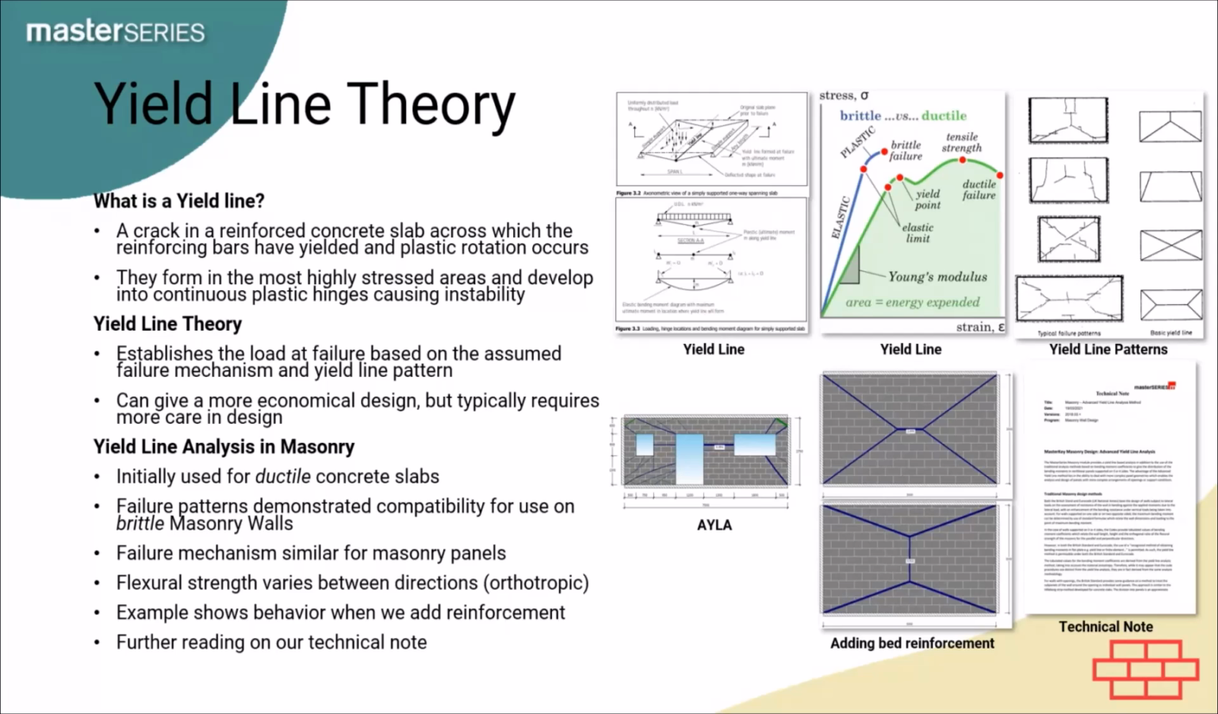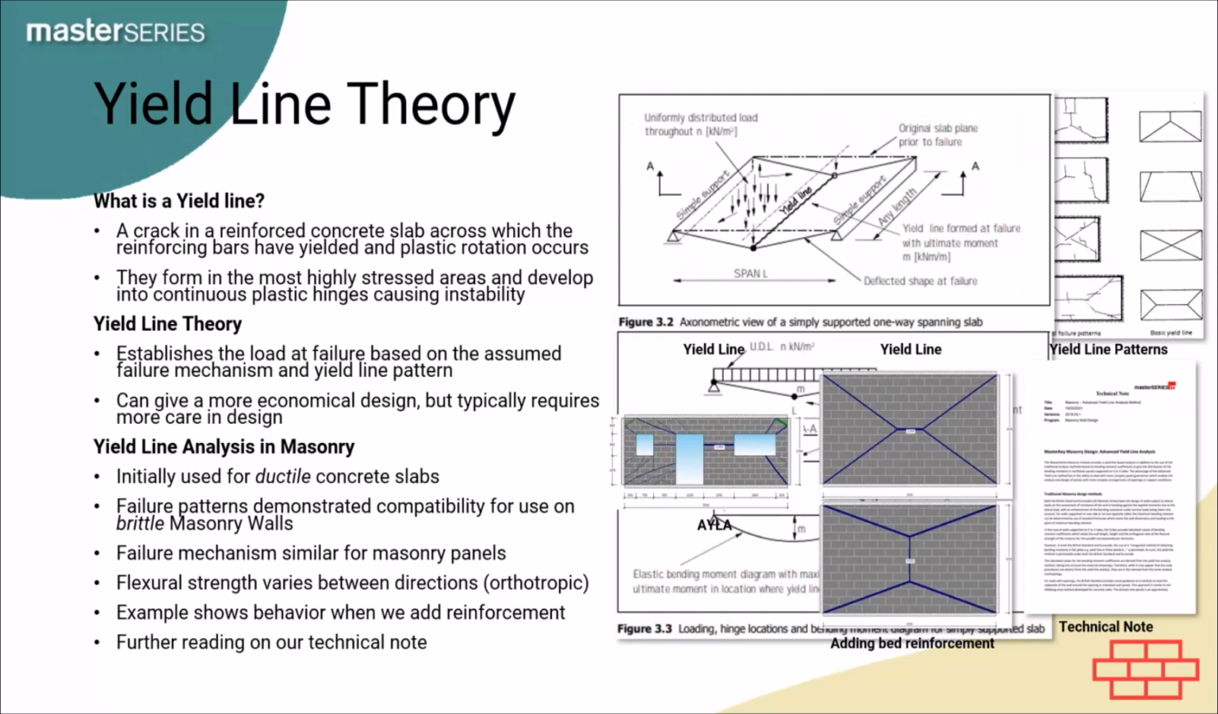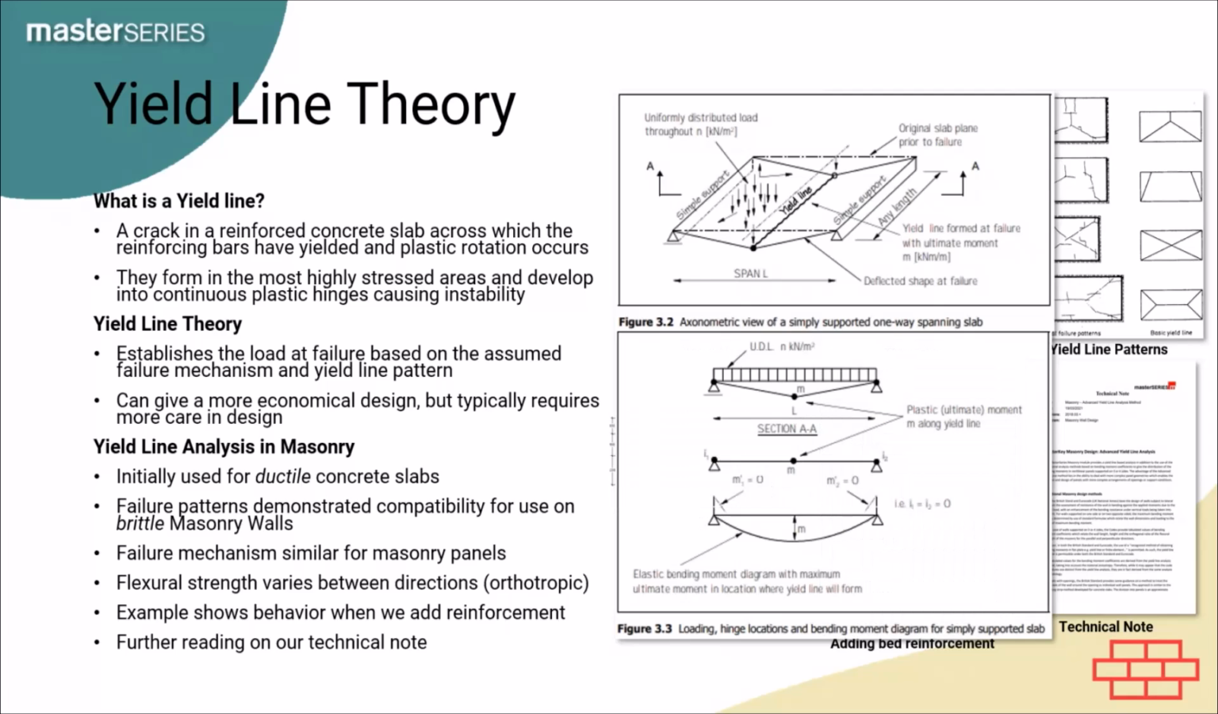So a yield line, in summary, is a crack in the slab where yielding occurs under load and plastic hinges form, which then creates instability within the slab. In yield line theory, which is a plastic theory, we are working out where the yield lines will form, the yield line patterns, and the load an element would need to cause collapse. Then we're making sure that the load we apply does not exceed that. I'm going to blow that up again so you can see it a bit better.